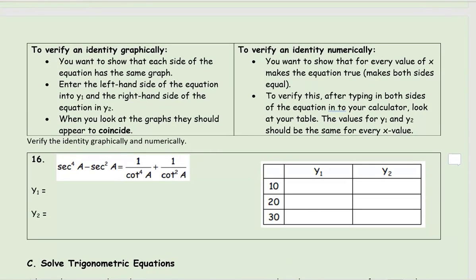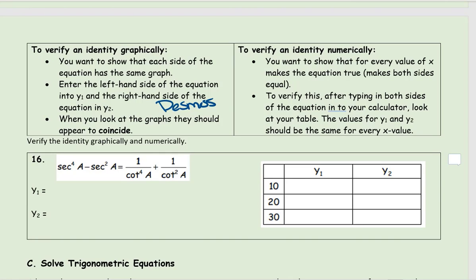Now, before we end this, I did say that there are 3 different ways to prove, and the other 2 are graphically and numerically. So for graphing and verifying the identity, you want to show that each side of the equation has the same graph. So what we would do here is enter the left side of the equation into y1 in a graphing calculator, and the right-hand side into y2. And when you look at the graphs, they should appear to coincide, which means they would look to be the exact same graph. You can do this on Desmos to prove your answers, or if you have a graphing calculator at home, we can find out how to do that on your calculator.